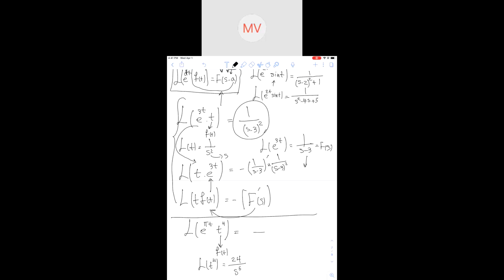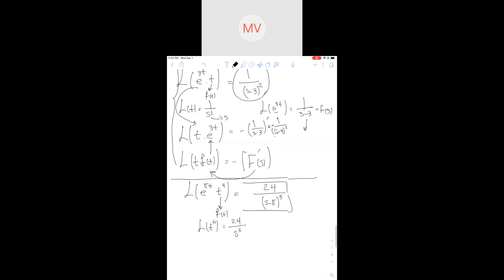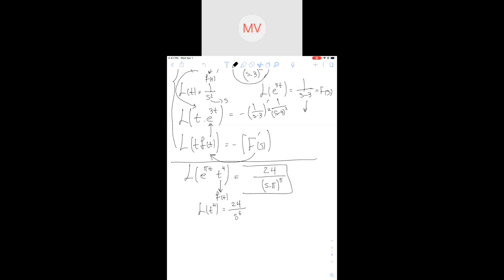Okay? Now, I write that down. Wherever I see s, since it's being multiplied by e to the pi t, I replace s with s minus pi. So that goes like that.